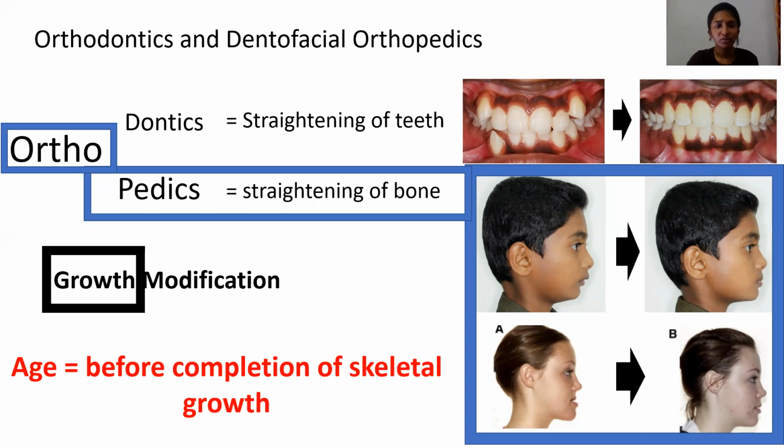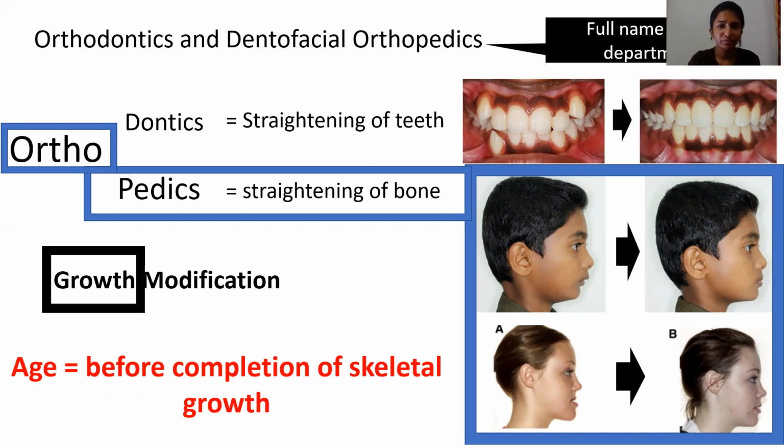Also, the difference between orthodontic and orthopedic appliance is that an orthodontic appliance can be given at any age after the eruption of permanent teeth, whereas an orthopedic appliance can be given only during active periods of growth. And that is why the specialty's full name is orthodontics and dentofacial orthopedics.